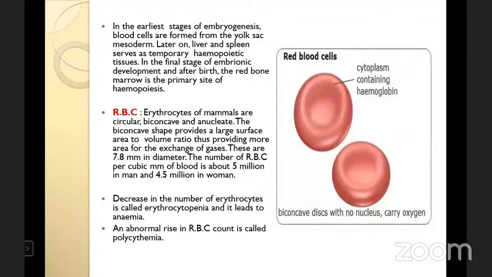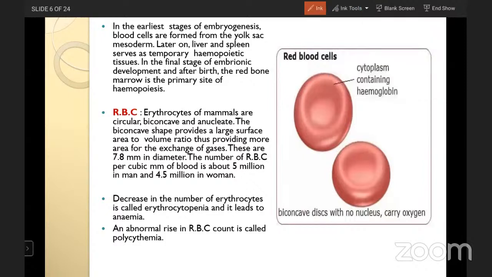Here, in the earliest stages of embryogenesis, blood cells are formed from the yolk sac mesoderm. Later on, liver and spleen serve as temporary hemopoietic tissues. Hemopoietic tissues means, at the time of embryogenesis, from the yolk sac mesoderm, the blood cells are able to produce. Later onwards, liver and spleen. But after the birth, the red bone marrow is the primary site of hemopoiesis. Okay. Here, the red bone marrow is the primary site of hemopoiesis.